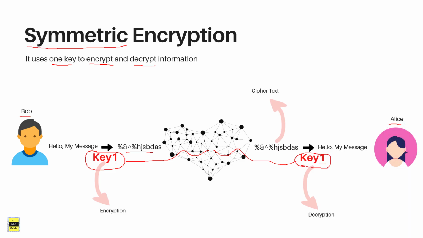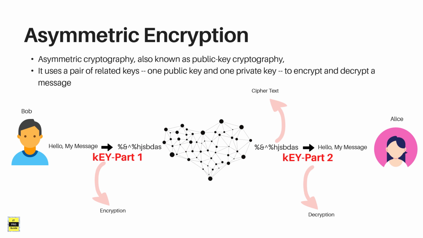The second type of encryption that we are going to discuss is asymmetric encryption. This is also known as public key cryptography because it uses a pair of related keys. One key is known as the public key and the other key is known as the private key. It uses these keys to decrypt and encrypt a message.